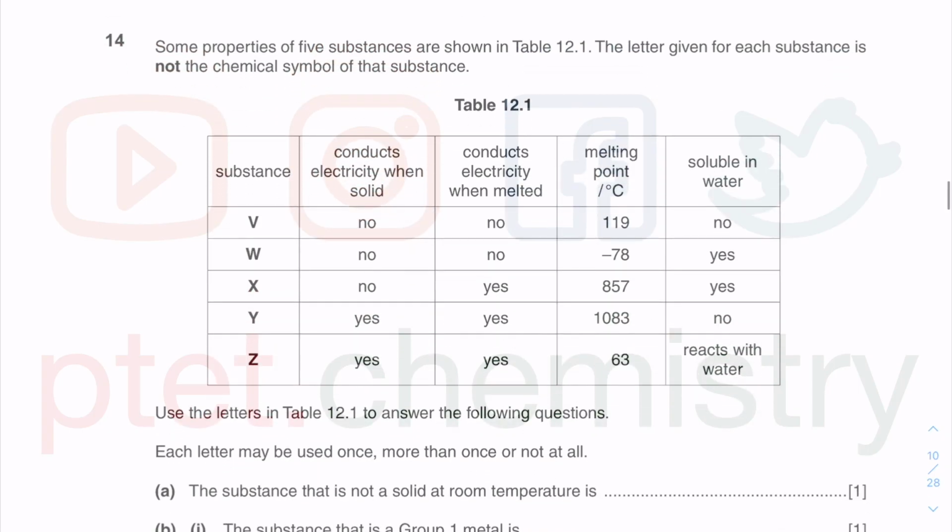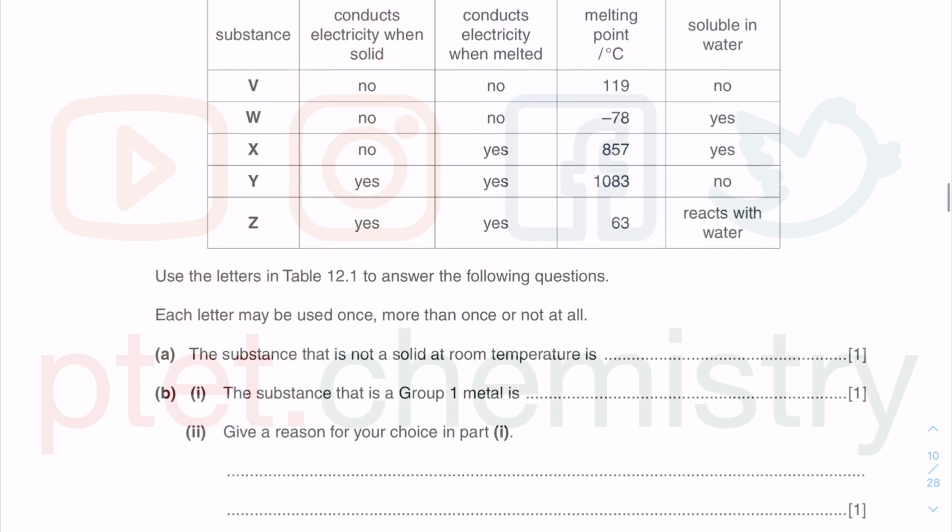On to the next one. So this is a table on properties. So you've got to think about structure and also bonding. This is from the Year 9 structure and bonding topic. So what do we know? Each letter may be used once, more than once, or not at all.